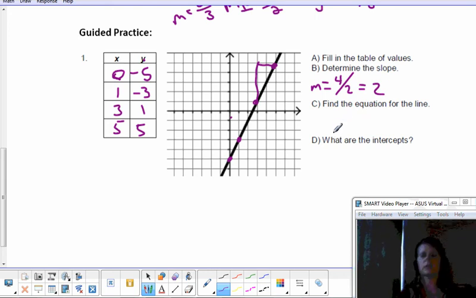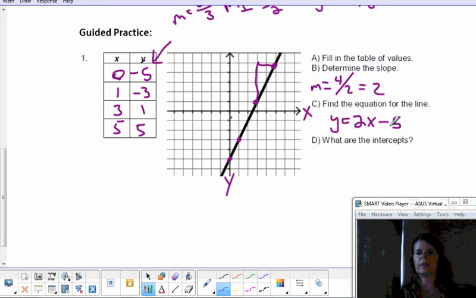Find the equation for the line. Well, let's see. When x is 0, we have our y-intercept. And you can see from the graph too, it crosses our y-axis at negative 5. So this is easy. y equals 2x minus 5, because we have our slope, we have our y-intercept, y equals mx plus b. And what are the intercepts? The y-intercept is 0, negative 5.